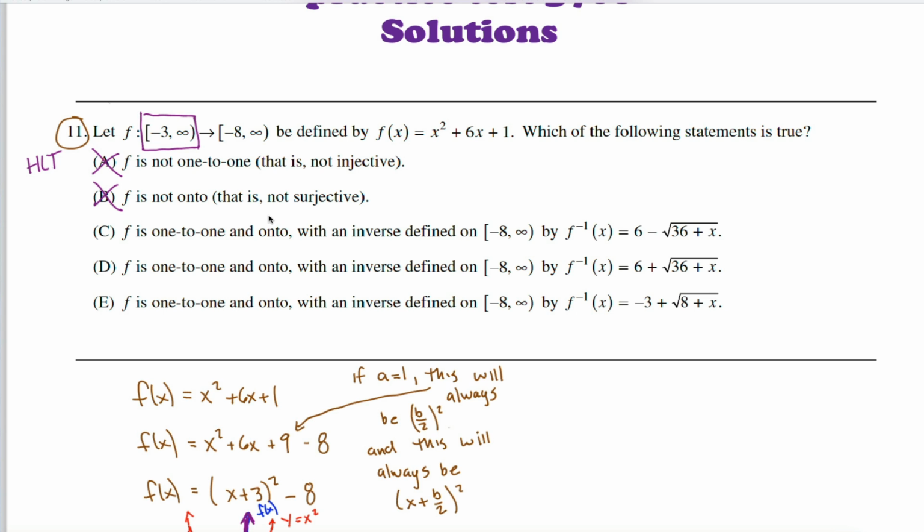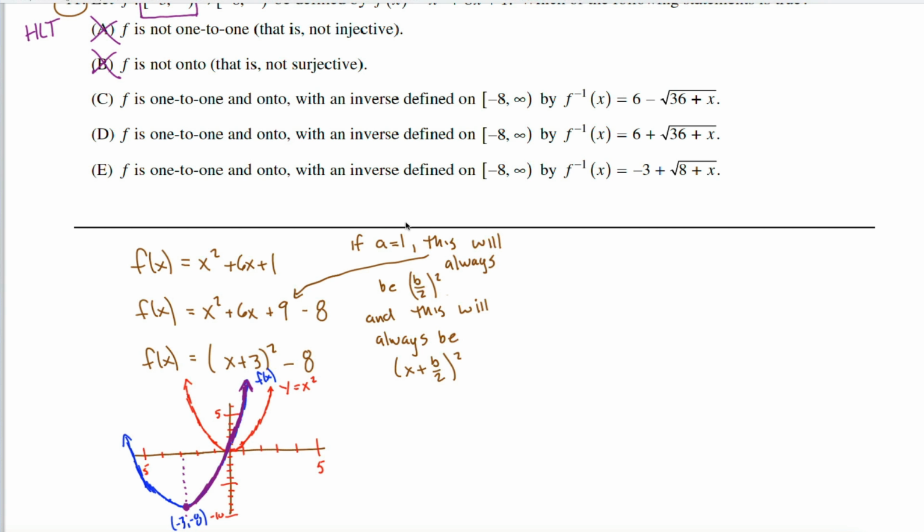Now that we know it's one-to-one and onto, all we're asked to do is figure out its inverse. The standard way to figure out the inverse is to take the function and change the f of x into an x and change all the x's into y's. Why do you do that? Because the inverse function switches the inputs and the outputs. X is the letter I use for the input, y is the letter I use for the outputs. So I switch those, and then I solve this equation for y.